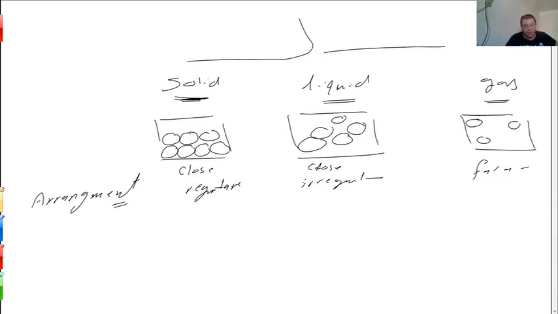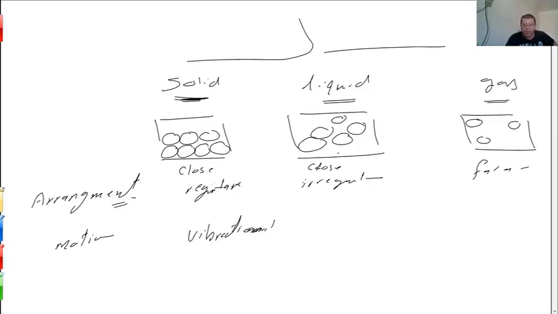The type of motion which we have: because the particles here are close to each other, regularly arranged, they have no chance to move away. They can only move in their position in a motion known as vibrational motion. So the kind of motion which we have in the solid is vibrational motion.